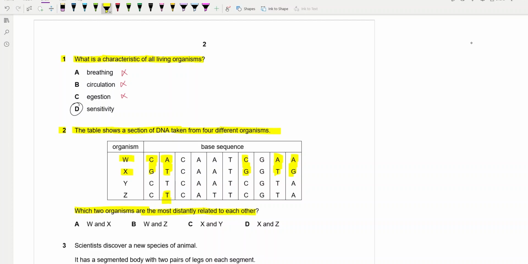Option C says X and Y. The difference would be the first base, the fourth last, and the last base. Option D says X and Z. So the difference would be in the first base, the fourth last, and the last base. So the correct option would be option A, W and X.